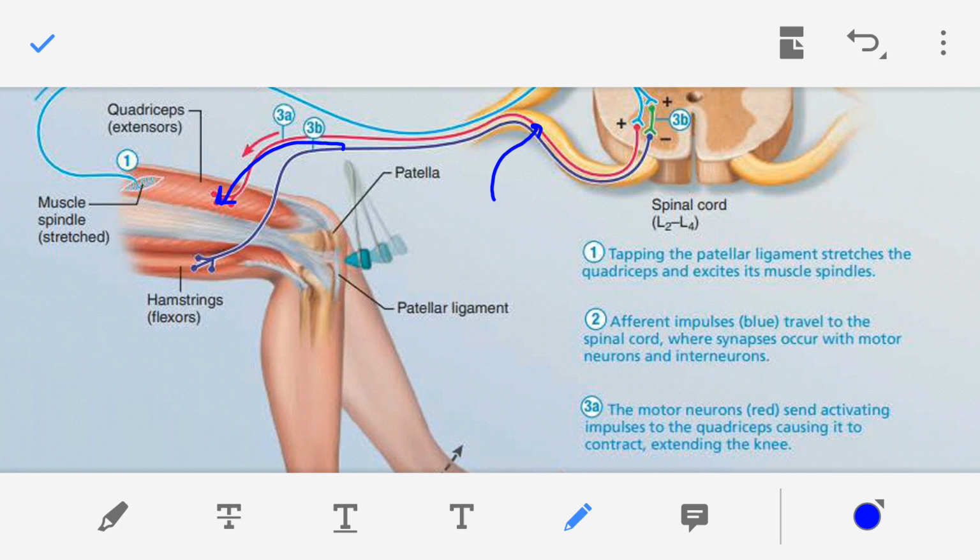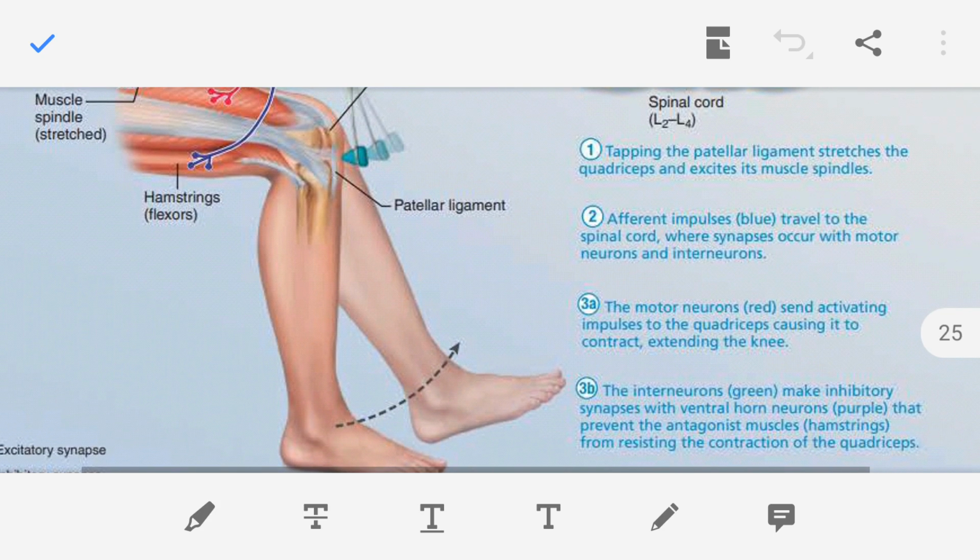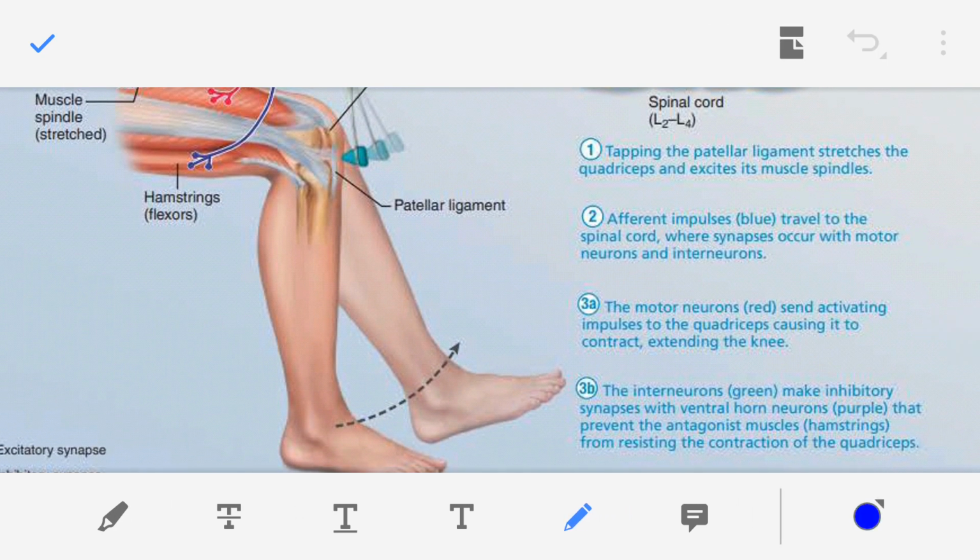Okay, and the quadricep muscle is receiving the nerve impulses from the motor neuron. So this quadricep muscle is excited and contracted. As the quadricep muscle contracts, the patient, as you can see, is extending the knee.